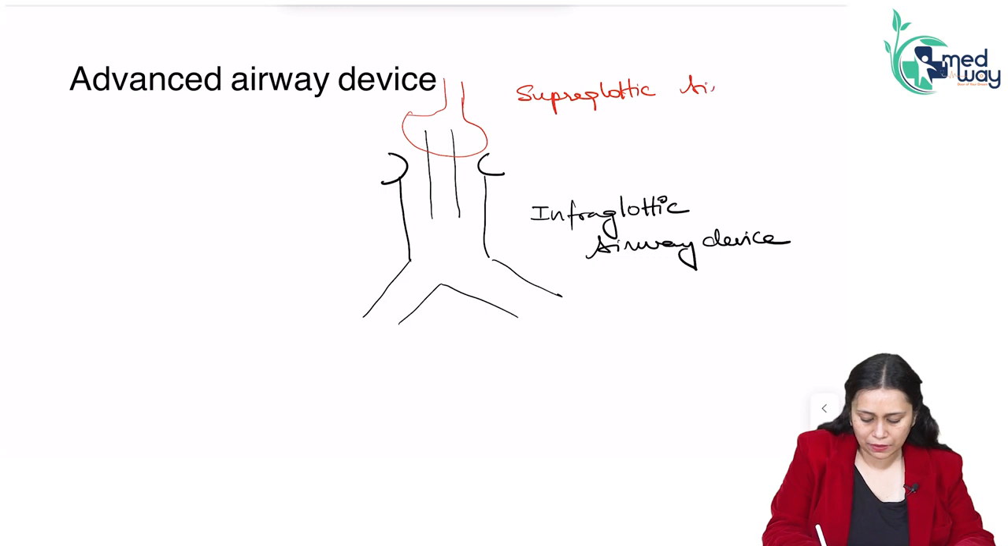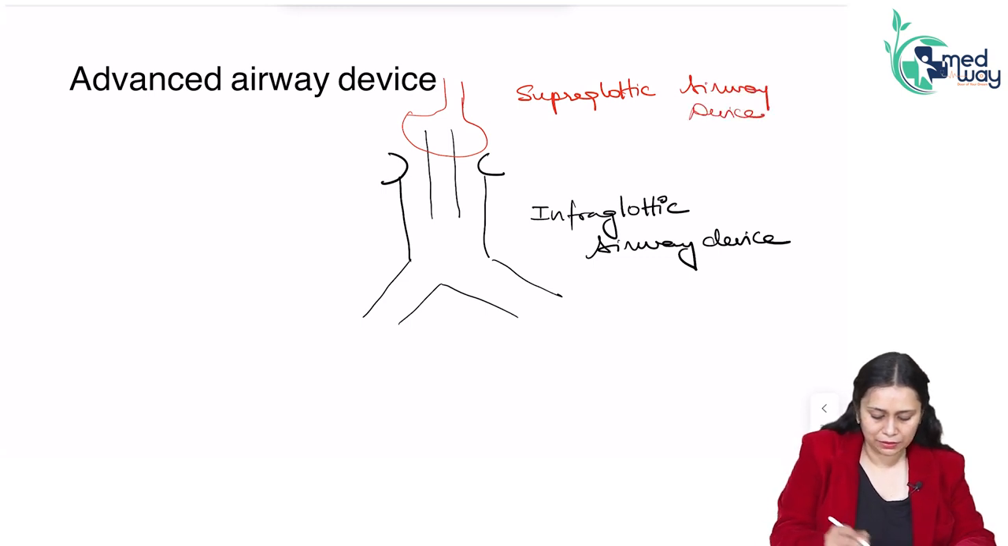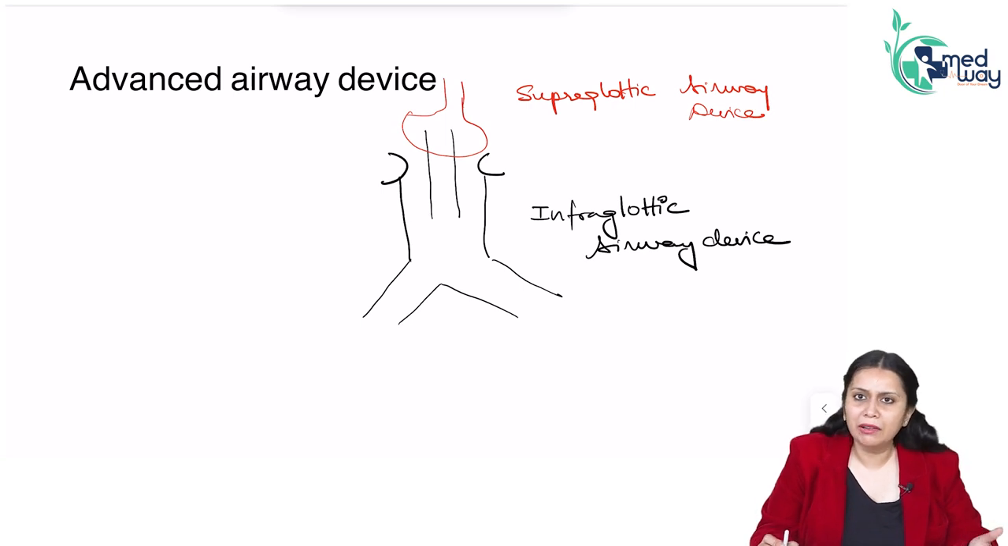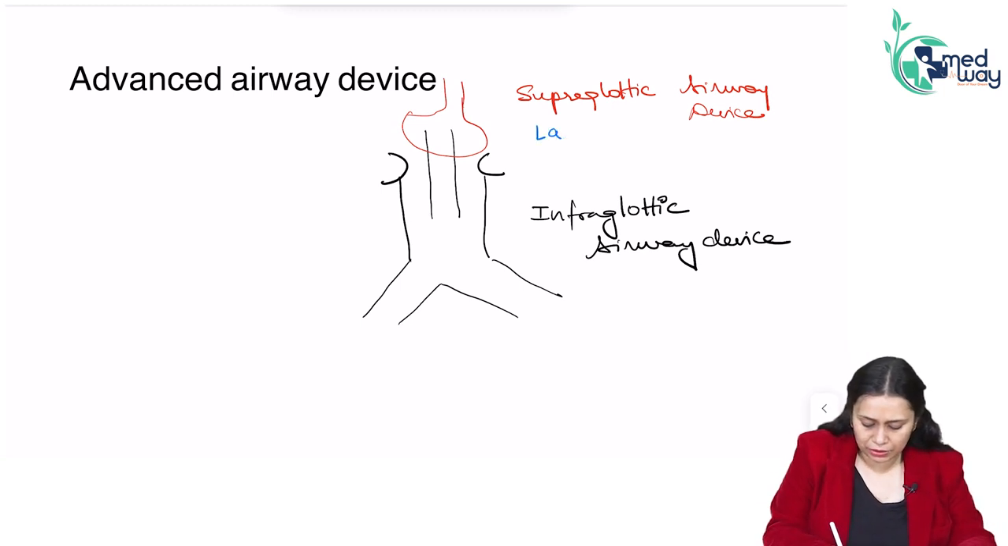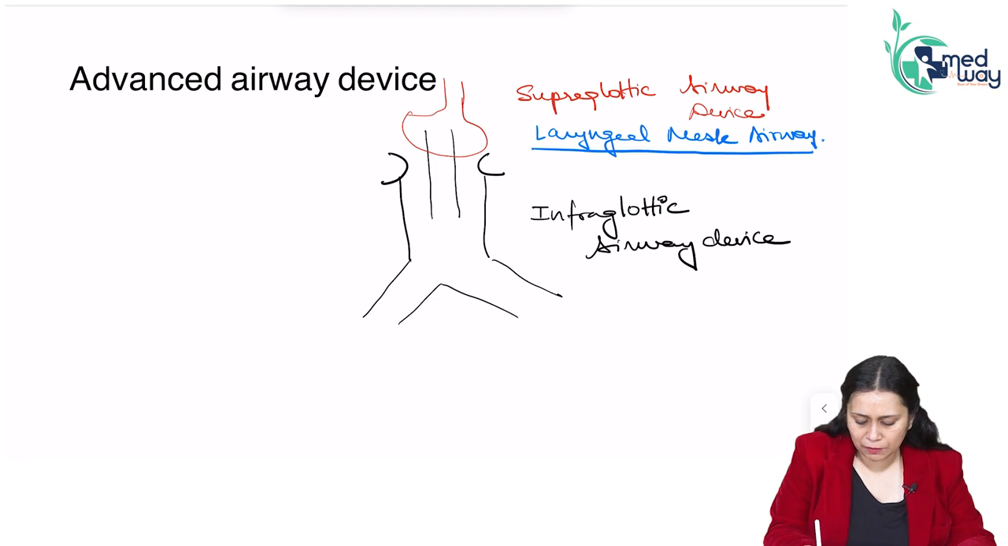In supraglottic airway devices, we have the pioneer device, the most commonly asked device, the laryngeal mask airway. We will talk about the laryngeal mask airway. Apart from it, there are other devices also which come under supraglottic airway devices. There are a lot of devices, and we'll talk about some other devices as well in this topic.